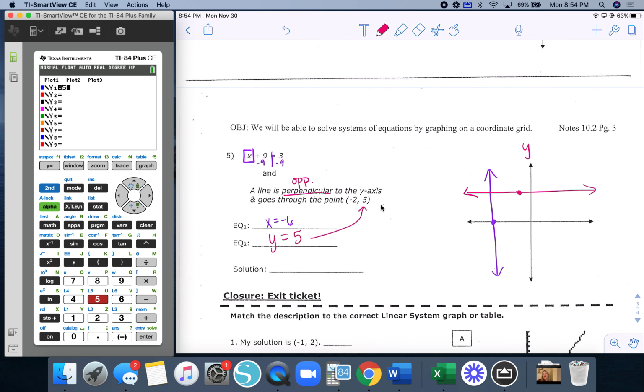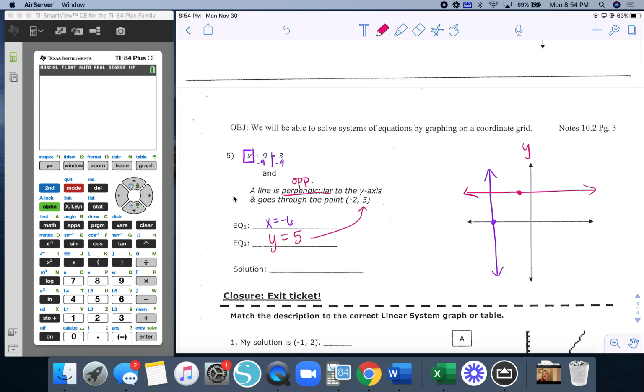Now this one I can check. If I say y equals 5 on my graph, does it go through the point -2, 5? So second table, -2, 5 is there because all of those y's should be 5. Okay, so I can check that one on the calculator.